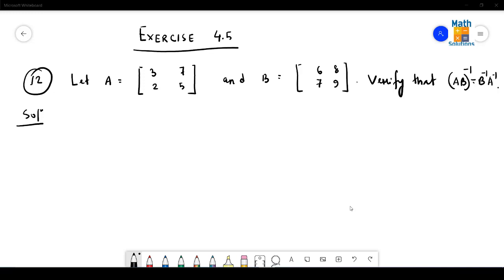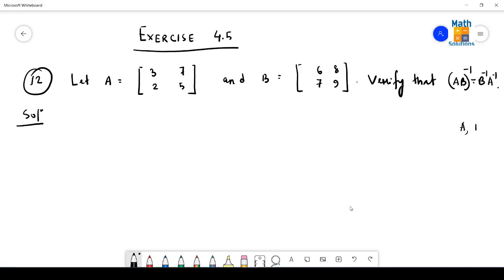Let A be a 2 by 2 matrix given here, and B is also another 2 by 2 matrix. We have to verify that the inverse of the product of A and B is equal to B inverse into A inverse. So it is very clear that we have to find the individual inverses of the matrices A and B and then the product AB. That means we have to find the inverse of A, the inverse of B, and also the inverse of AB, for getting the left hand side. And for the right hand side we have to find the product of B inverse and A inverse.